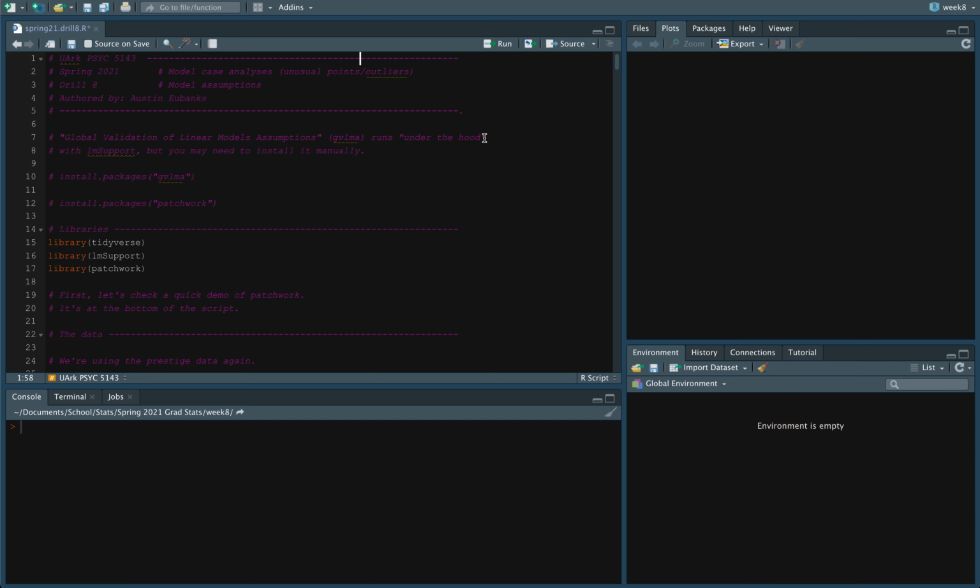Today we're going to be talking about case analyses, or looking for unusual data points or outliers that might be problematic, and also looking at our model assumptions.